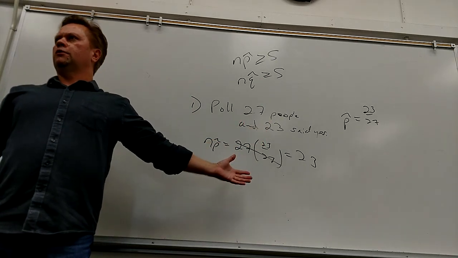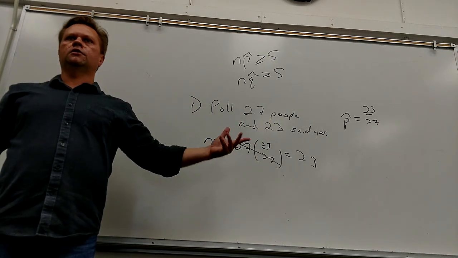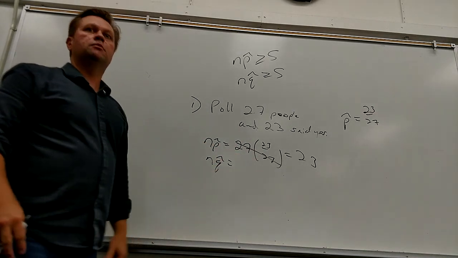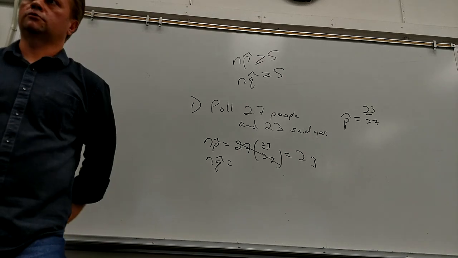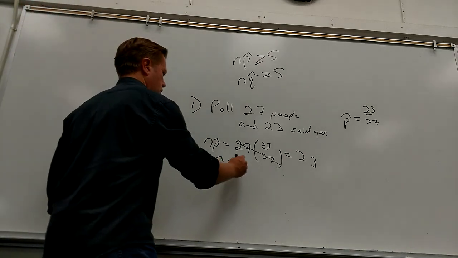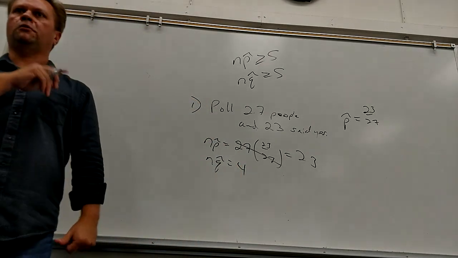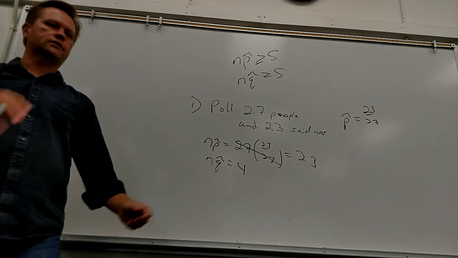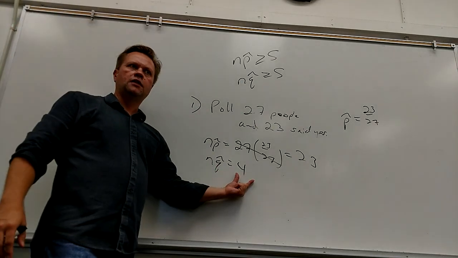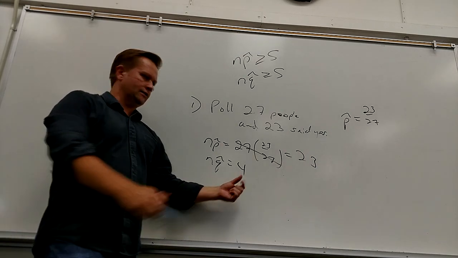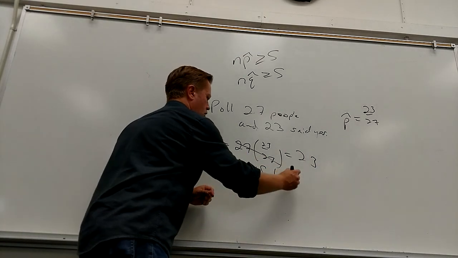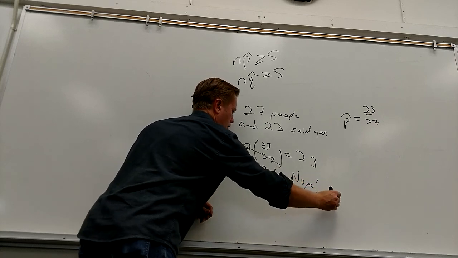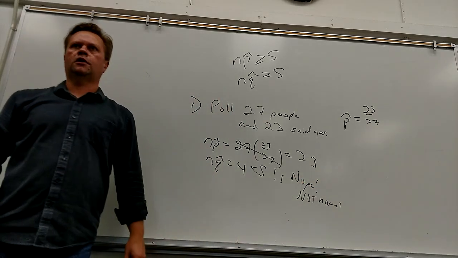So do you actually have to do any p hat work to get this? No, you just see it. And what's n q hat got to be? It's got to be the other people. How many other people? 4. Is this approximately normal? Is this normal enough for me to do stuff? No, it's not. Why? Because n q hat is less than 5, not greater than or equal to 5. Nope. Not normal enough. Too bad. Can't do anything.